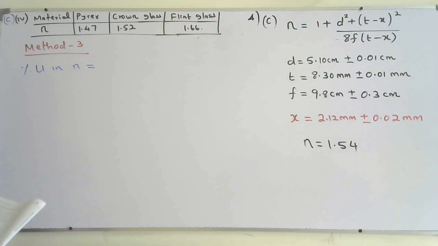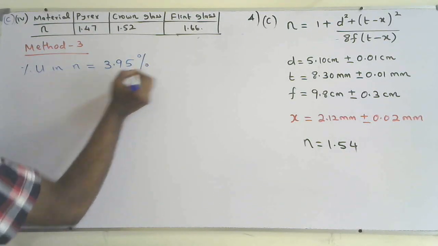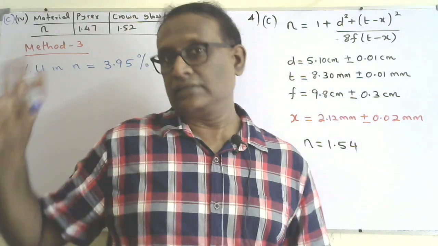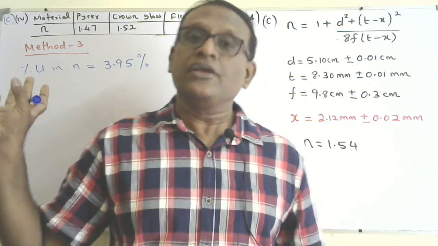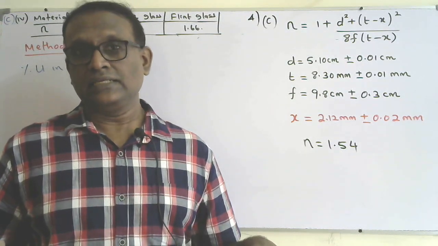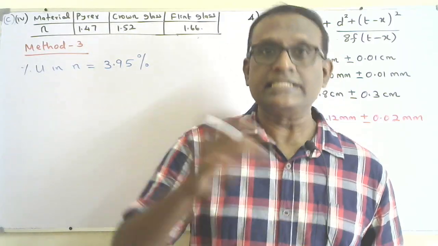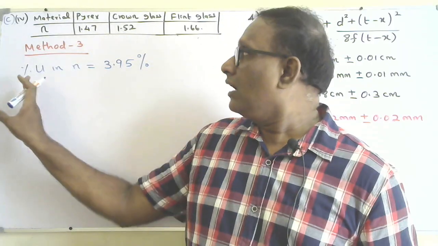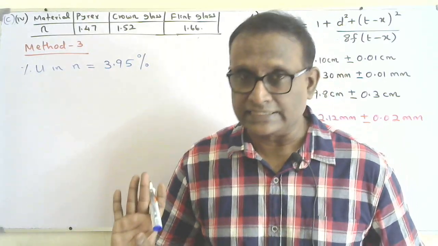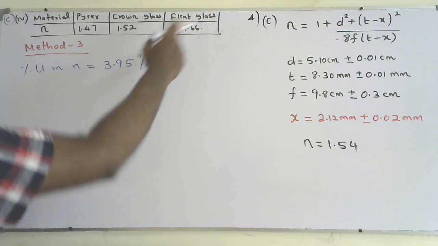So percentage uncertainty in n, we found it in the first part, method 1. That is 3.95%, we got it. You can watch method 1 again. If you are following this method, you have to work it out and find the percentage uncertainty. In method 1 we found the percentage uncertainty of n, then the uncertainty in n, and we found the range. Here, I'm not going to find the uncertainty. I'm going to find the percentage difference between my experimental value and each of them.